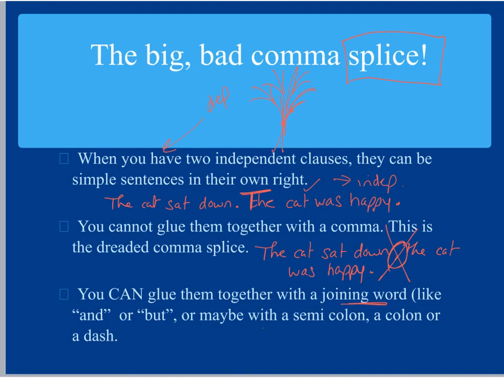You might be able to join them with a semicolon. You might be able to join them with a colon. You might be able to join them together with a dash. What you can't do is join them together with a comma.